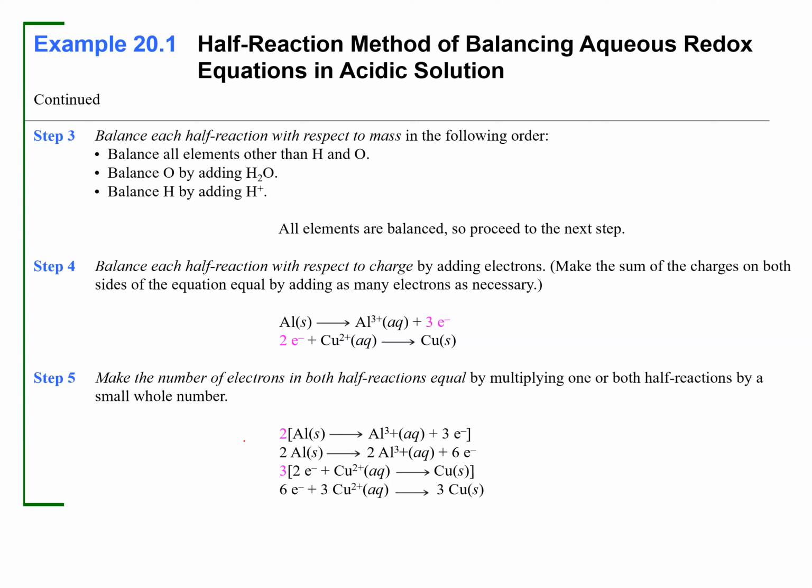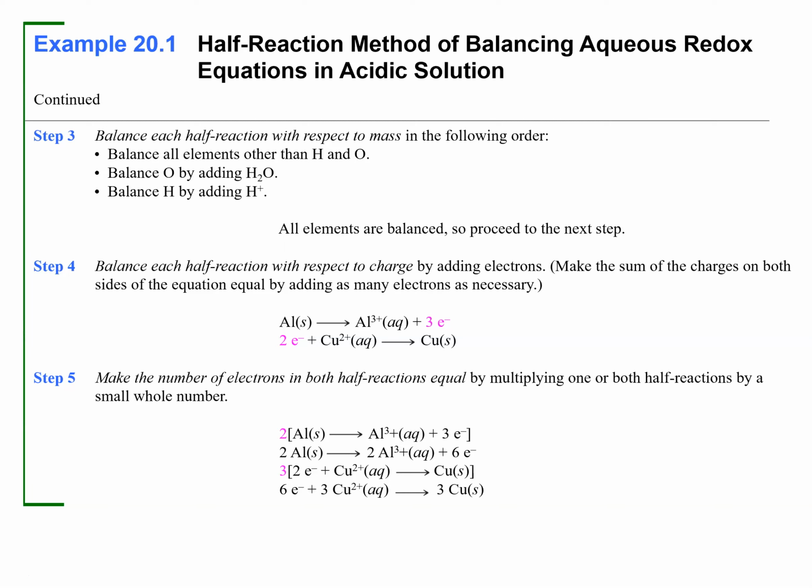Step 4, we need to balance each half reaction with respect to the charge, and this is done by adding our electrons, because before we didn't have electrons on each side. So for our oxidation half reaction, aluminum reacts to form aluminum 3+ cations, but to balance the charge, since this is neutral on the reactant side, on the product side it has to be neutral, so we need 3 electrons to balance that +3 charge. On the reduction side, we have to add 2 electrons to the reactant side to make the reactant side neutral. So it's 2 electrons plus copper 2+ cation form solid copper as a product. Now, those are neutral and balanced electrically.